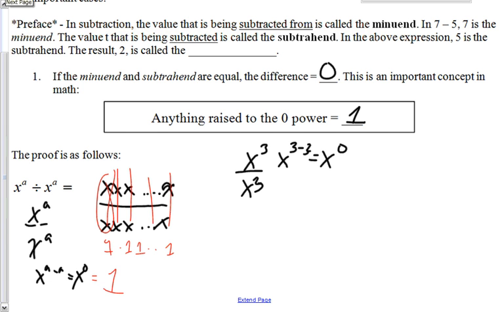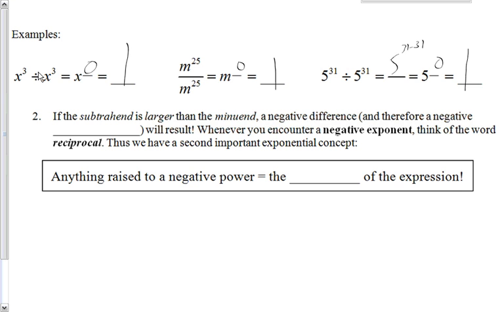So, I have 3 examples here. x to the third divided by x to the third is 3 minus 3, which is 0, and anything to the 0 power is 1. This is m to the 25th over m to the 25th, which is 25 minus 25, m to the 0, and anything to the 0 power is 1. Even with big numbers, you do subtraction: 31 minus 31 equals 0, and that's 1.